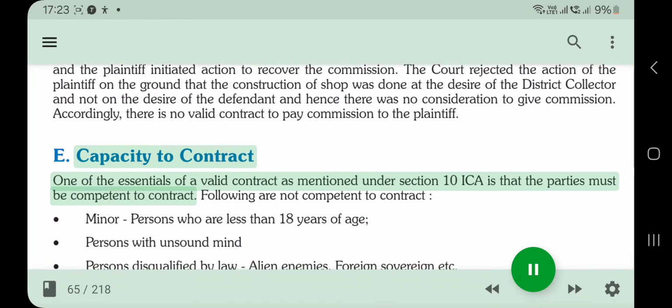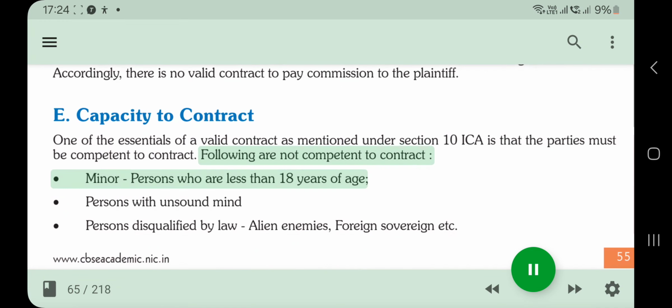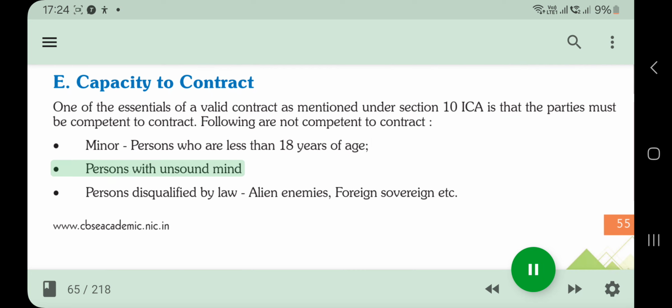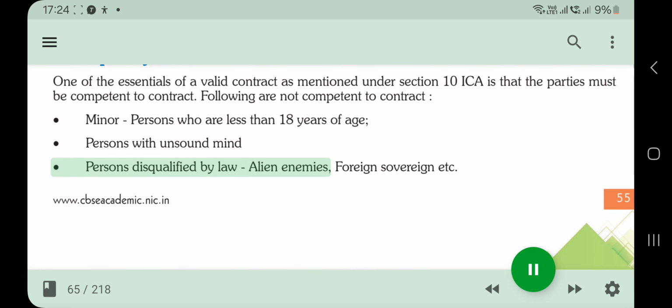A. Capacity to contract. One of the essentials of a valid contract as mentioned under Section 10 ICA is that the parties must be competent to contract. Following are not competent to contract: minors, persons who are less than 18 years of age; persons with unsound mind; persons disqualified by law, alien enemies, foreign sovereigns, etc.